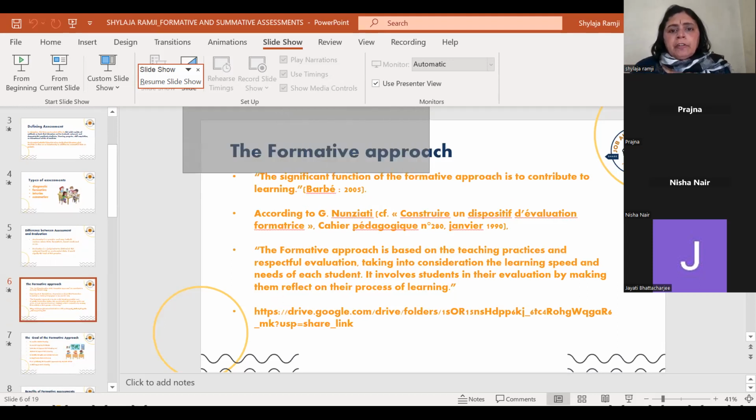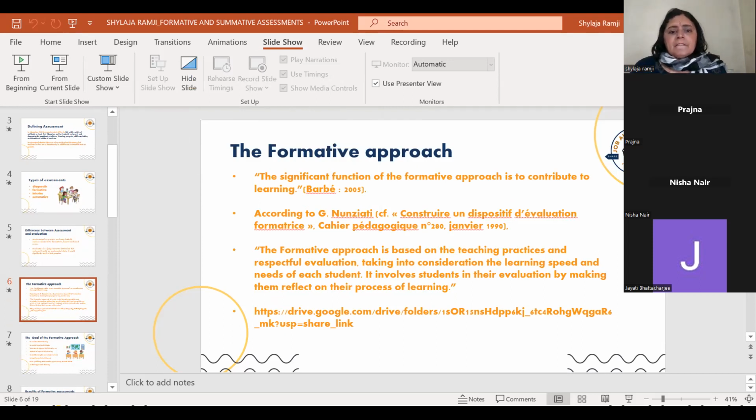Okay, so the formative approach. Now, a little bit about the history of the formative approach. Sorry, people keep coming in and I need to ensure that they come in.